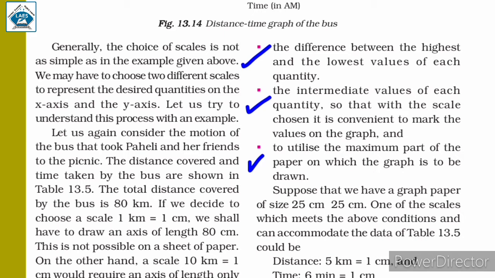That is, first of all, we need to know the difference between the highest and the lowest values of each quantity before choosing the scale. So if we know this, it will be easier to choose a suitable scale. Now apart from this, the intermediate values, that is, the values other than the starting and ending points, the values in between, we also need to keep them in mind while choosing the scale so that we can conveniently mark the values on the graph.